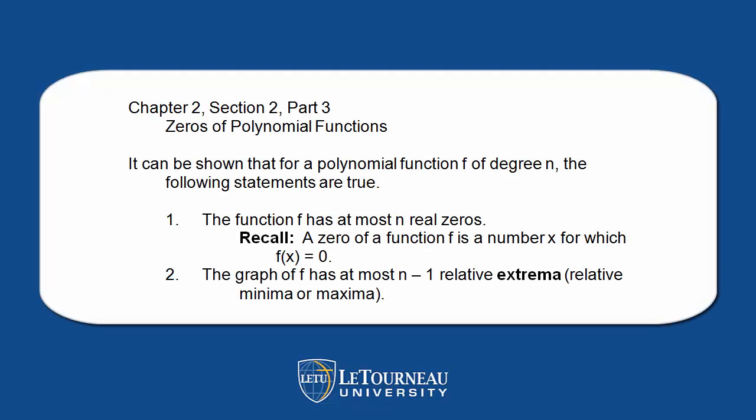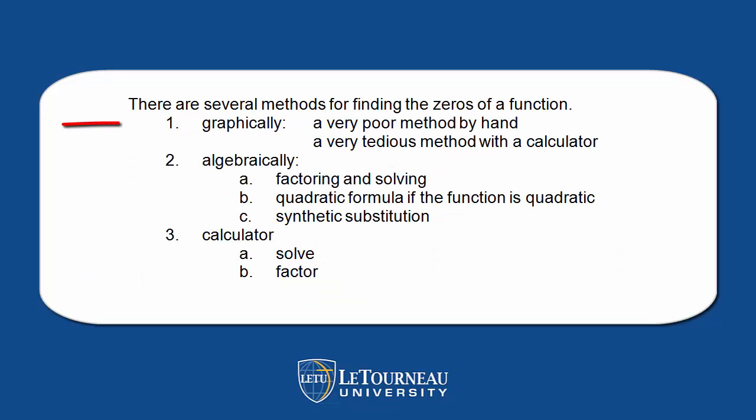Right, let's discuss the zeros of a polynomial. Remember that a function is going to have at most n real zeros and at most n minus 1 relative extrema. That's where we have a turn in the graph. There are several methods for finding the zeros: graphically, algebraically, which we studied with quadratics, and the calculator.